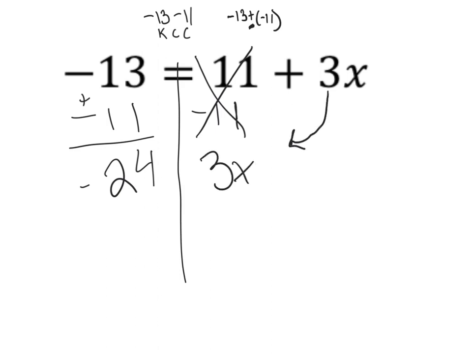And this is a positive 3x because right here, the symbol goes with the following numbers. So positive 3x. So we brought that down. And now we have a multiplication problem. And we have to do the opposite, which is division. So we're going to divide by 3. What we do to one side, we do to the other. So these cancel out over here. And then we have negative 24 divided by 3. So we know 24 divided by 3 is 8.